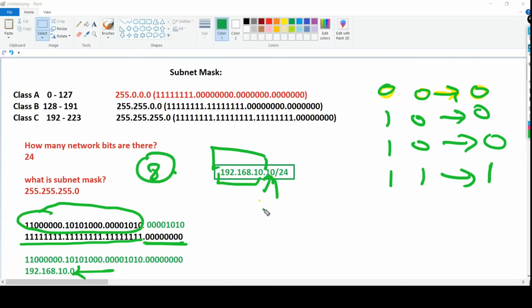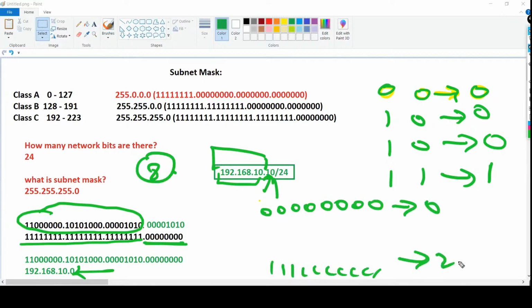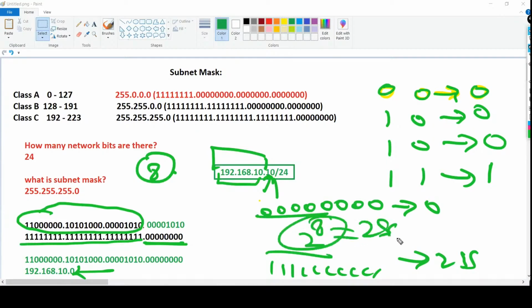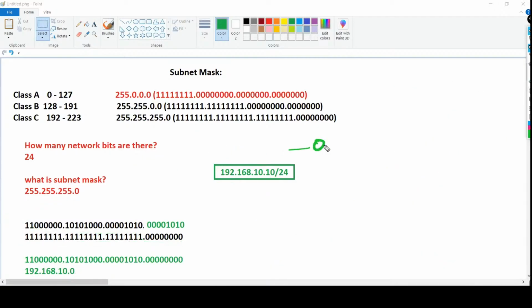The value can be 0, 0, 0, 0, 0, 0, 0, 0, 8 times 0, and then the decimal value will be 0. And here the value can be 1, 1, 1, 1, 1, 1, 1, 1, then the value will be 255. So from here to here there are 2 to the power 8, that means 256 IP addresses. Am I right? Yes. The first IP will be 0.0.0.0, then 0.0.0.1, then 0.0.0.2, like this.